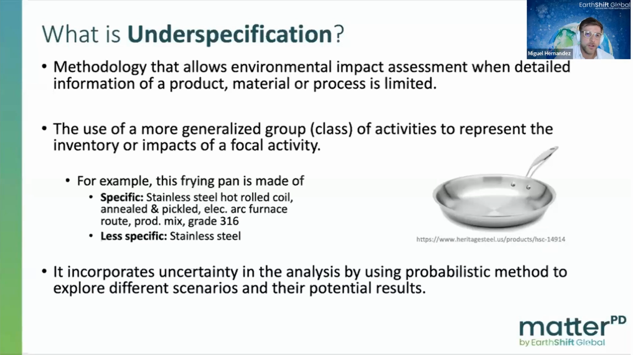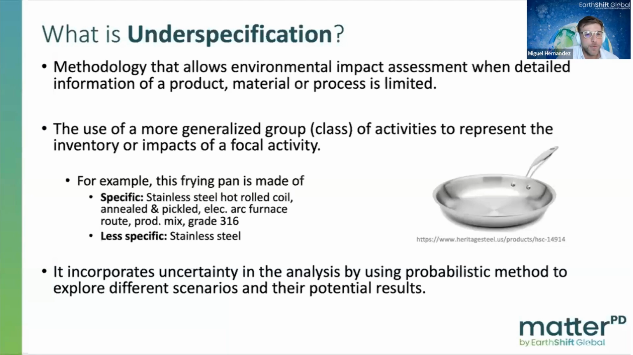Underspecification incorporates uncertainty by using different probabilistic methods to evaluate potential outcomes of our impact assessment method, depending on the variability of the class that we are analyzing, right? So in essence, underspecification is a tool that helps us model and run impact assessment when we have limited data. And let's see graphical examples.